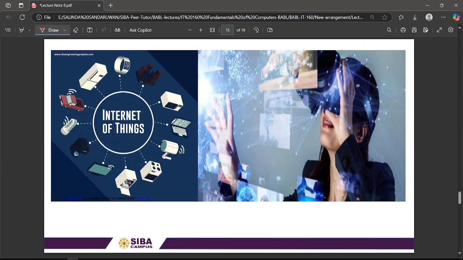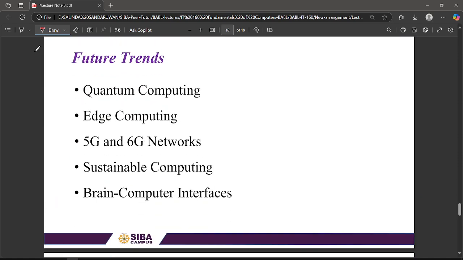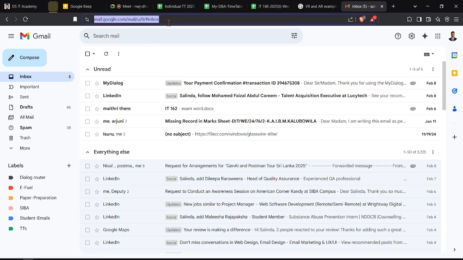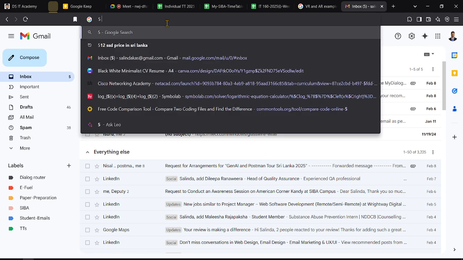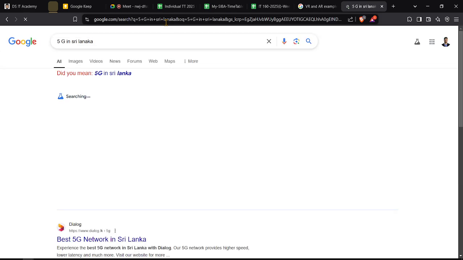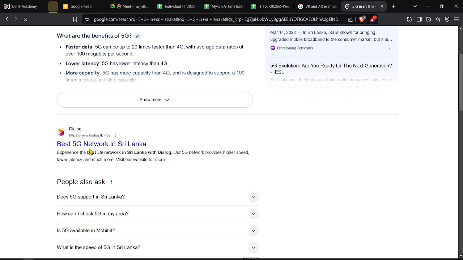Internet of Things we have discussed. Then the future trends. Now this is the most popular one. Nowadays, future trend means what will be the future like. What's next? 5G technology. Now it exists here in Sri Lanka, right? 4G is now outdated. Here, best 5G network in Sri Lanka.